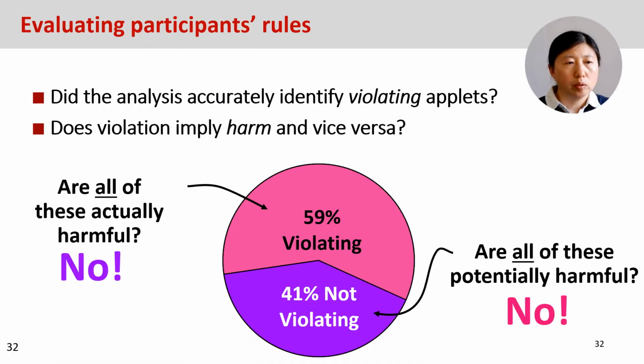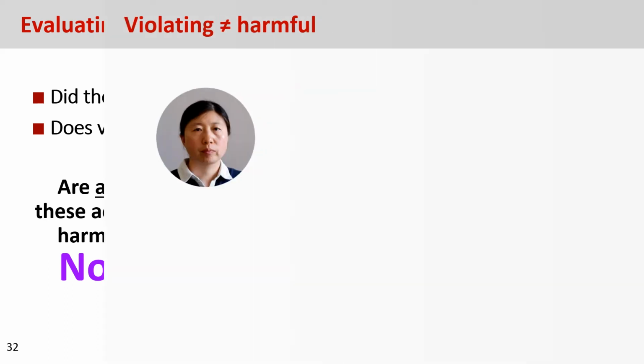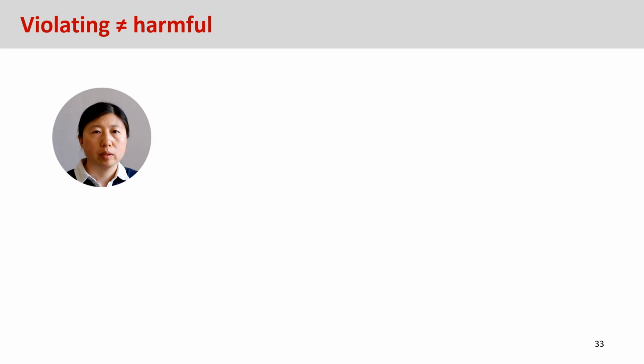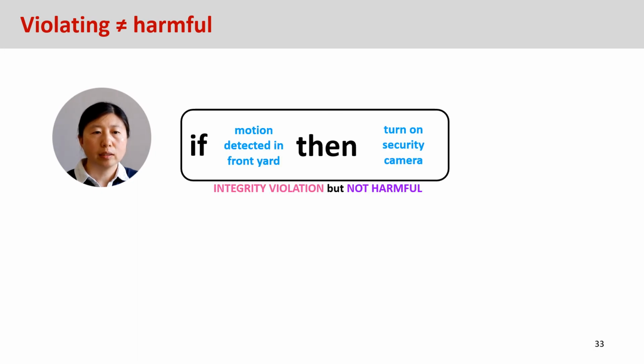The second question we want to ask is, does violation imply harm and vice versa? Here, the answer is also no. Let's look at a few examples. This rule says, if motion detected in front yard, then turn on security camera. This rule actually has an integrity violation. People outside the house near the front yard can trigger the motion sensor, but only the user of the camera should be able to turn on the security camera. However, this rule is not harmful.